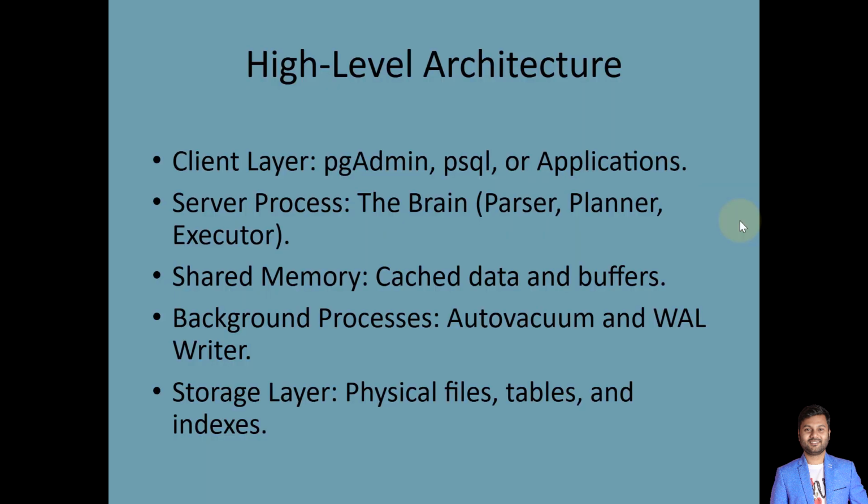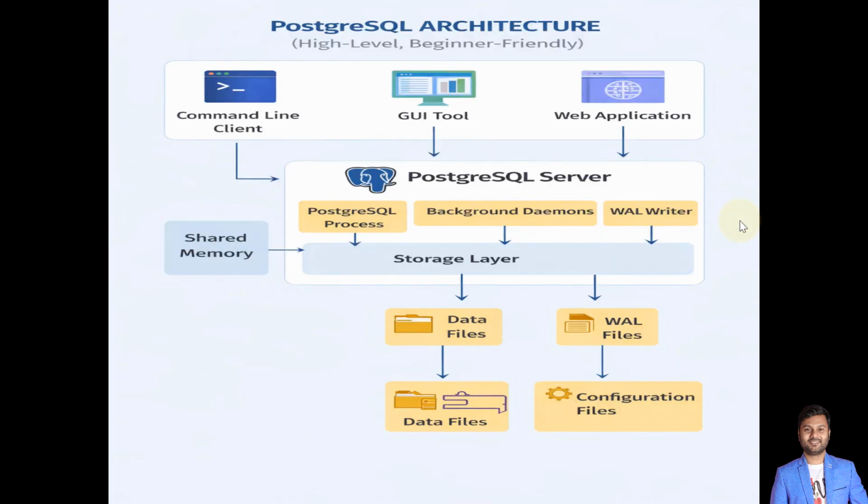Now let's understand the high-level architecture of PostgreSQL. PostgreSQL architecture may look complicated at first, but at high level it's very simple once you understand the main parts. So there are layers: client layer, server processes, shared memory, background processes, and storage layer. So let's understand them with a diagram. So this is a high level architecture diagram of PostgreSQL. At client layer, we have pgAdmin, we have psql command lines and applications such as Python, Java, Node.js, etc. So clients send SQL commands to the server.